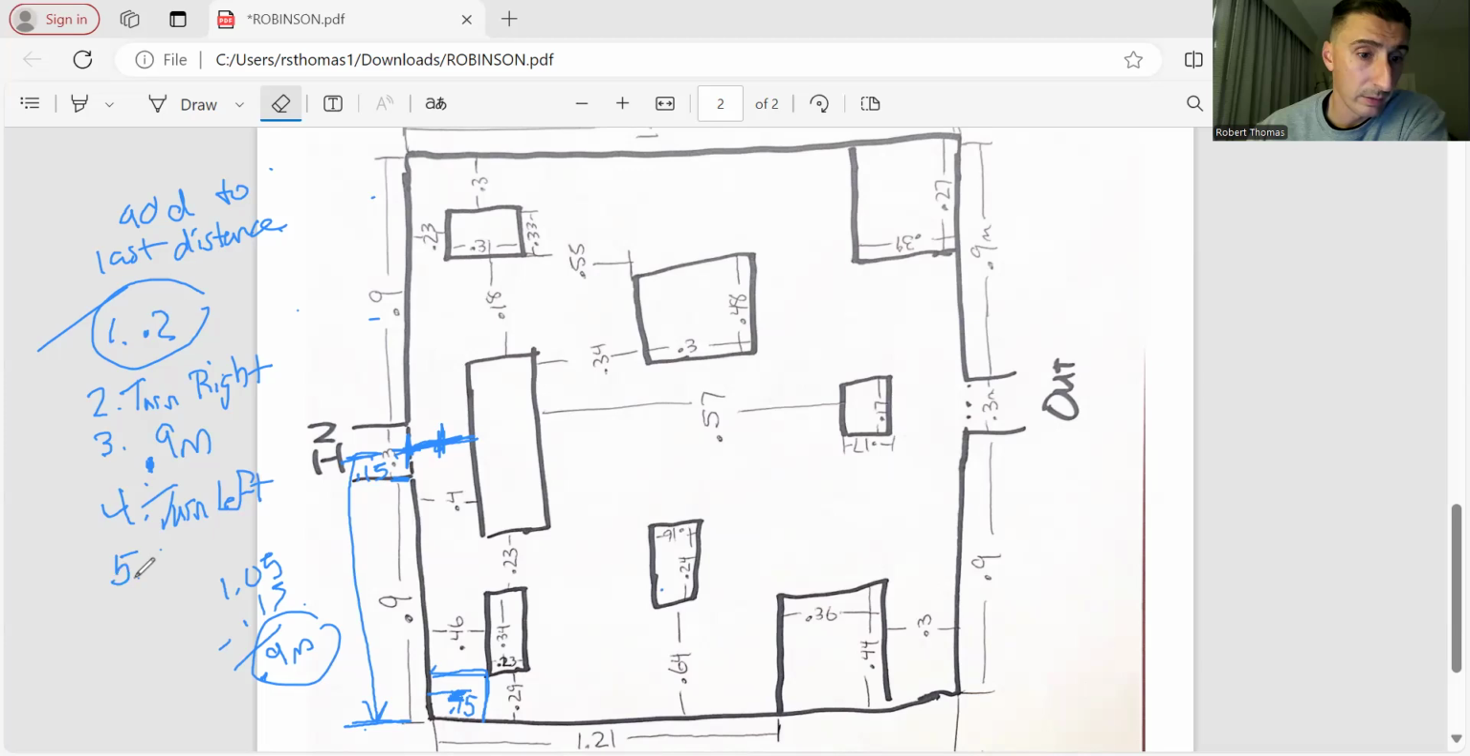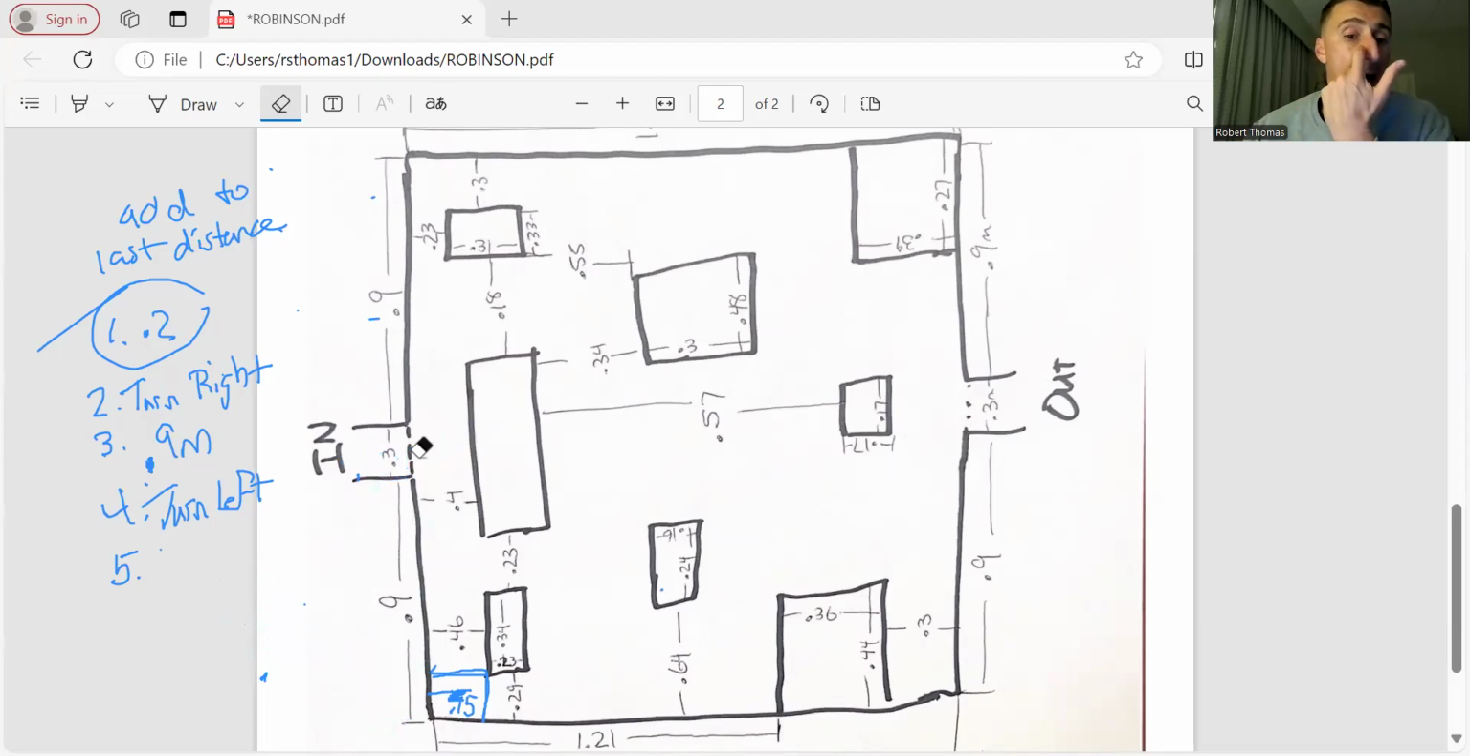All right, number 5. Let me erase some stuff here. Let's get a clear picture of where we're at. Okay. So I know that I am. Oh man, I'm struggling with this pen. I'm sorry. Keep erasing stuff. All right. So I know that I'm 0.15 off of that back wall. Off of this back wall, 0.15 off.